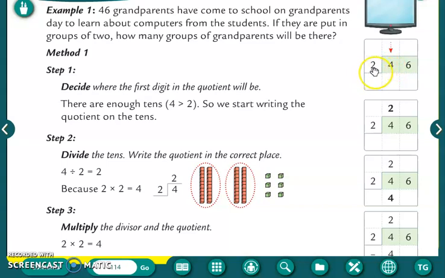Usually we are doing like this, that 2 multiplied by whatever the number is given and we are dividing that much only. But here we have to see that the first number, that is 4, can also be divided by 2. 4 को भी हम 2 से डिवाइड कर सकते हैं. There are enough tens, meaning 4 is greater than 2, so we start writing the quotient on the tens. तो अभी हम पहले यहाँ पर टेंस से क्वोशंट लिखना स्टार्ट कर सकते हैं.